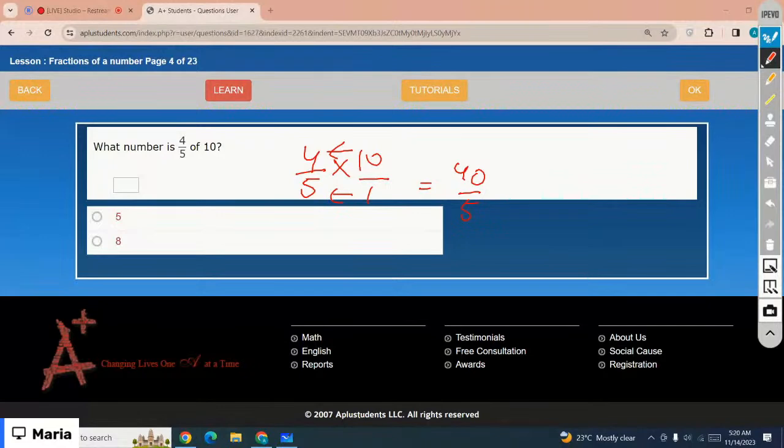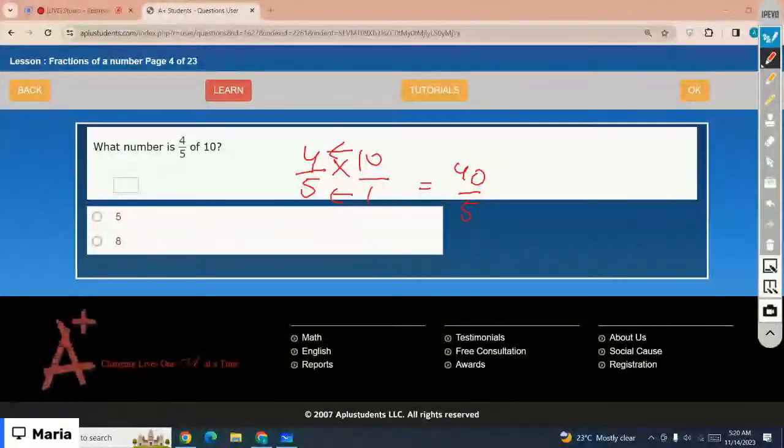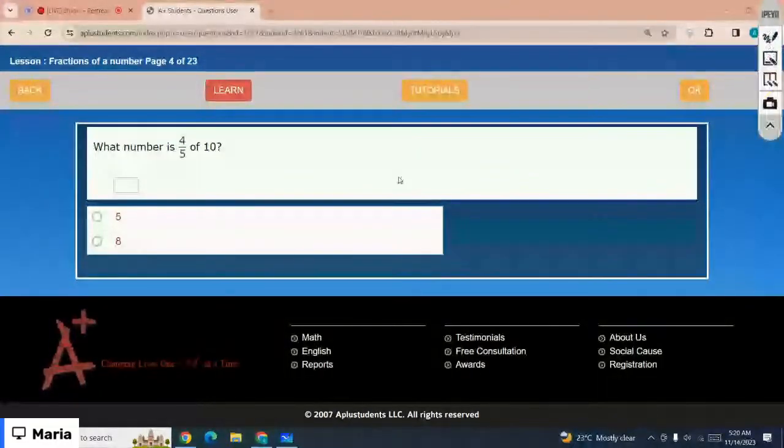5 times 8 is 40. So the correct option is 8, right? You have to count 5 until 40. 5 times 8 is 40. You guys don't listen to me carefully. The correct option is 8, not 5.